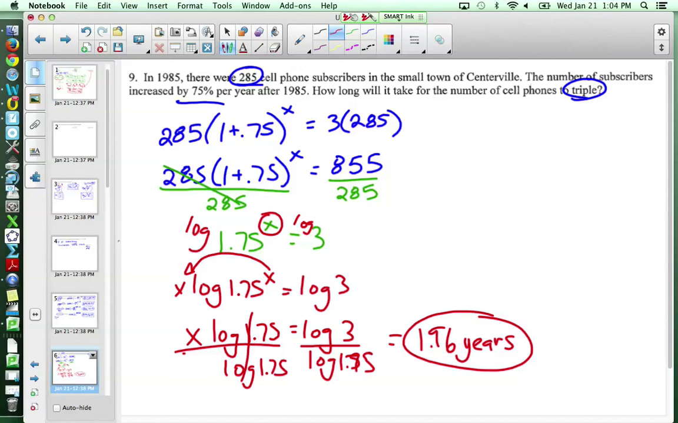So it shouldn't take very long because we're growing by 75%. That's a pretty big growth, pretty fast growth, and so it's not going to take a whole lot of time to triple.